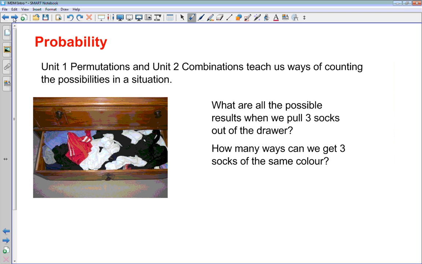So we are starting, of course, as I mentioned earlier, with probability. Our first unit, permutations, and our second unit, combinations, are really focused on teaching us ways of counting up all of the possibilities that we have in a situation. So if we've got a sock drawer here, what are all of the possible results when we pull 3 socks out of the drawer, given some information about how many socks are in there? Or how many different ways can we get 3 socks of the same color coming out? Or if we pull out 3 socks, what are all of the different possibilities in terms of color combinations that we can get? And that's where we're going to start with probability and organized counting.